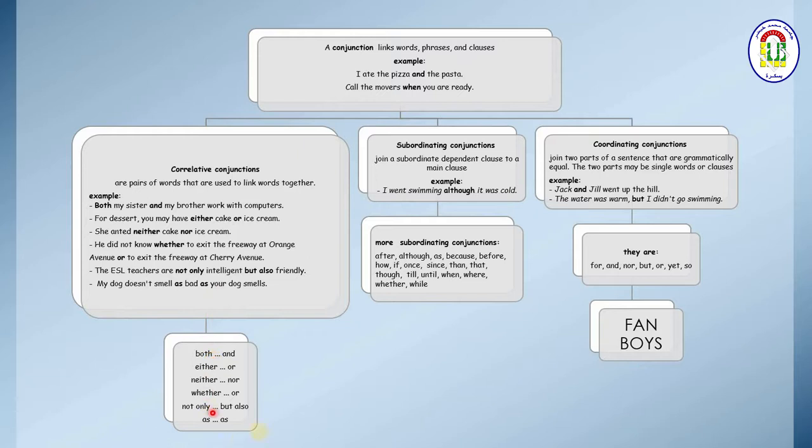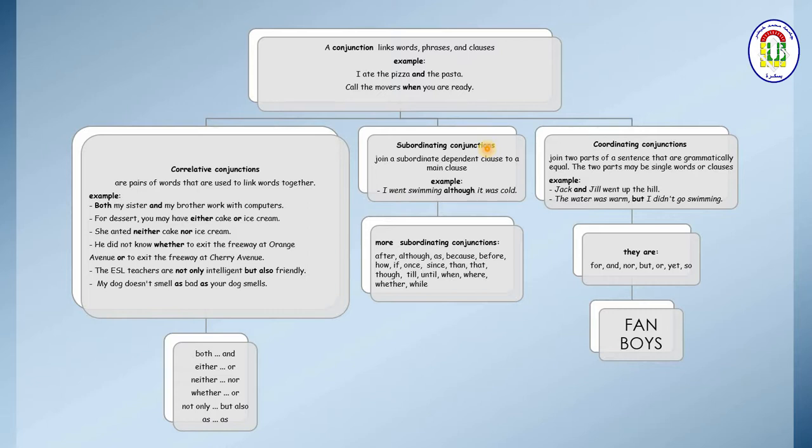Here we have this list of the correlative conjunctions. What do we have here? Both and, either or, neither nor, whether or, not only but also, as and as. Okay? So this is normally all the correlative conjunctions that we have. Let's move now to the subordinating conjunctions.